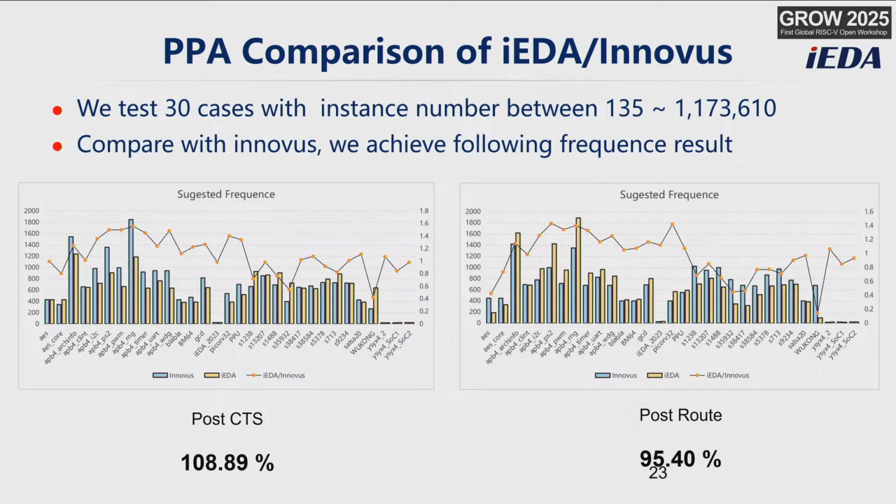Here we also have a comparison between iEDA and the other tool on 30 cases. We can see that after the routing stage, the average suggested frequency of iEDA is 0.95 over the other.